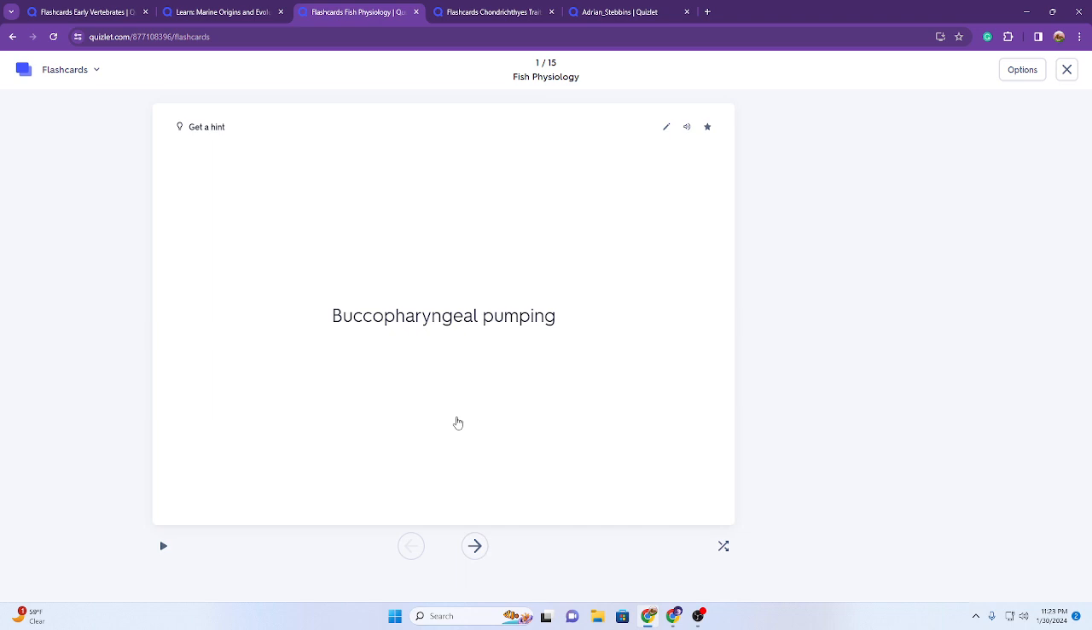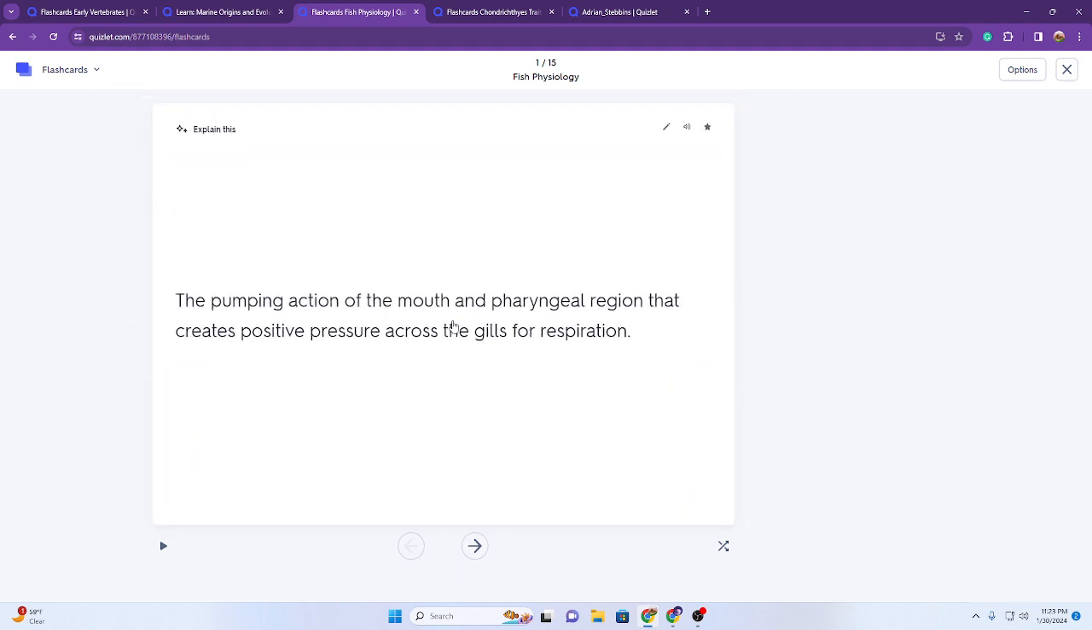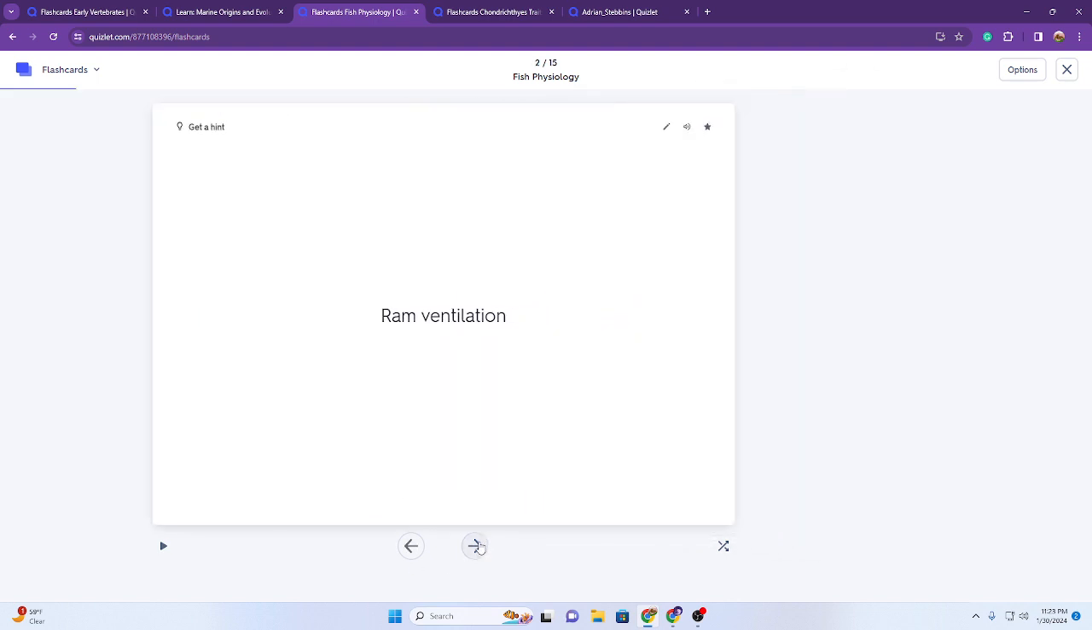Repeat the buccopharyngeal pumping. It is the action of pumping of the mouth and the pharyngeal region that creates positive pressure across the gills for respiration. So this is the one that does not happen when you move.